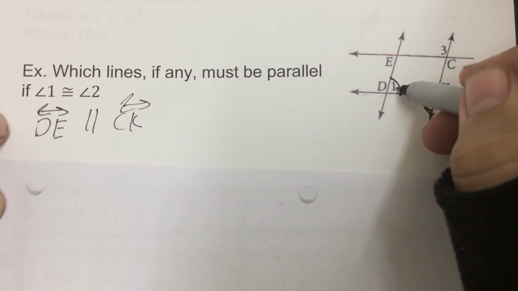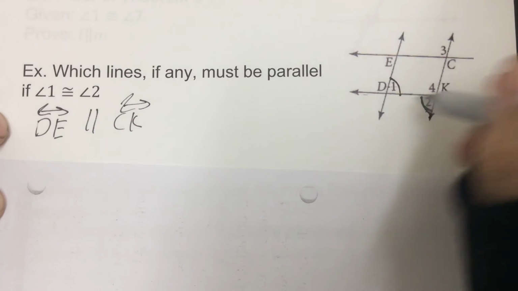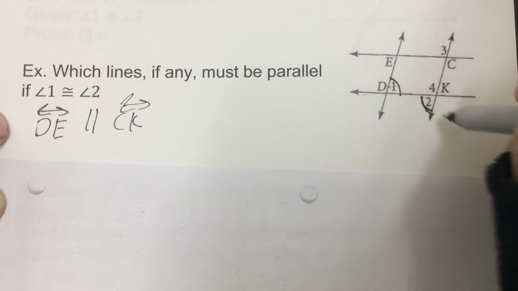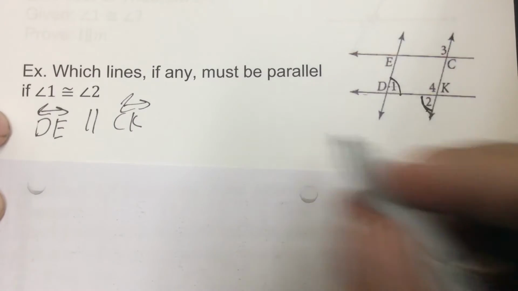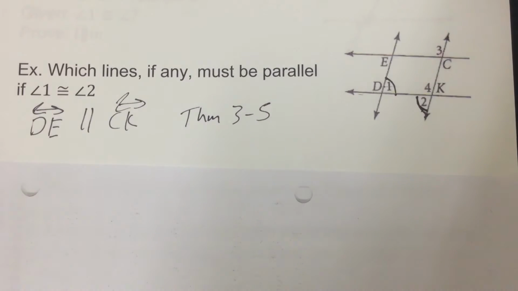And that's because these end up being alternate interior angles. They're alternate of our transversal. They're on opposite sides inside the parallel lines. So this is going to be that theorem 3-5. So because we know the alternate interior angles are congruent, we know that DE and CK are going to be parallel. Now, you may ask, well, what about the other two sets of lines?